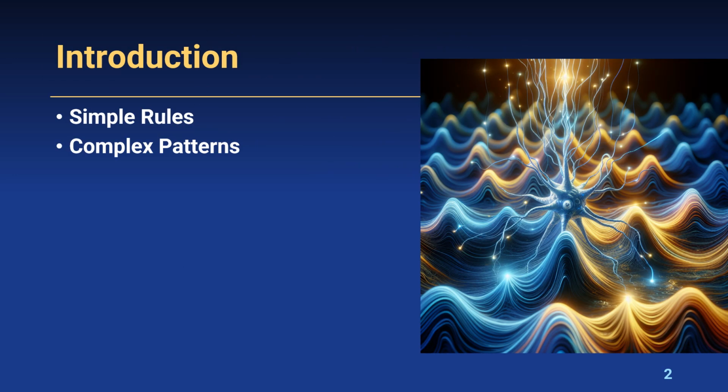Let's start with a guiding question. How can simple mathematical rules lead to the self-organization of complex patterns in the brain's neural fields? Chapter 3 introduces us to the Heaviside World, a reference to the Heaviside step function, a mathematical tool that turns gradual changes into sharp transitions.